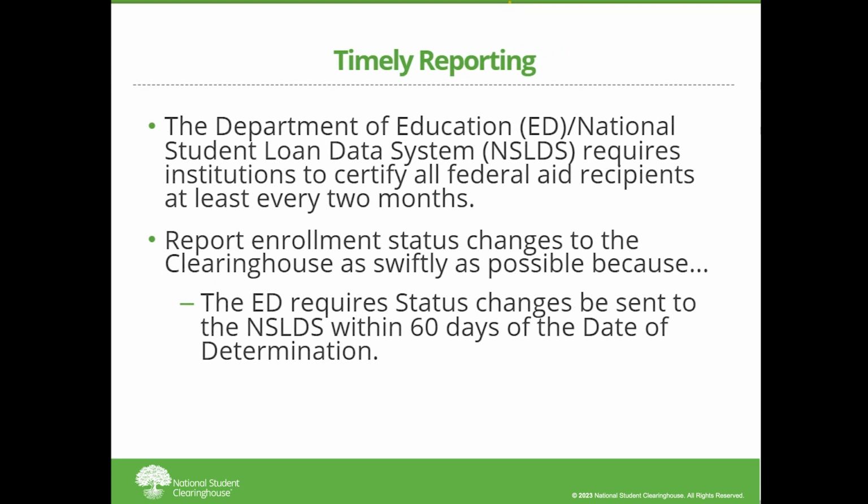When reporting enrollment data for compliance purposes, it is important to report accurate and timely data. The Department of Education and the National Student Loan Data System, also known as NSLDS, require institutions to certify all federal aid recipients at least every 2 months. Report enrollment status changes to the Clearinghouse as swiftly as possible, because the Department of Education requires status changes to be sent to NSLDS within 60 days of the date of determination. This includes the timely reporting of separation statuses for your students.